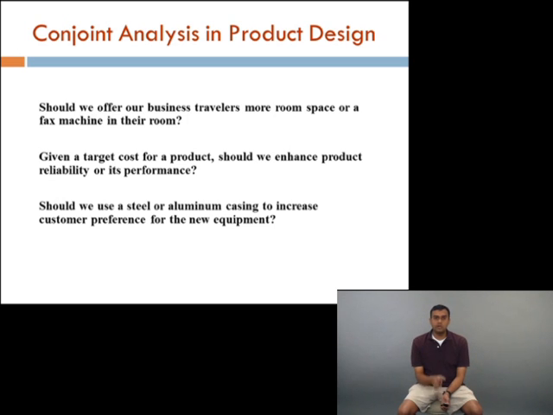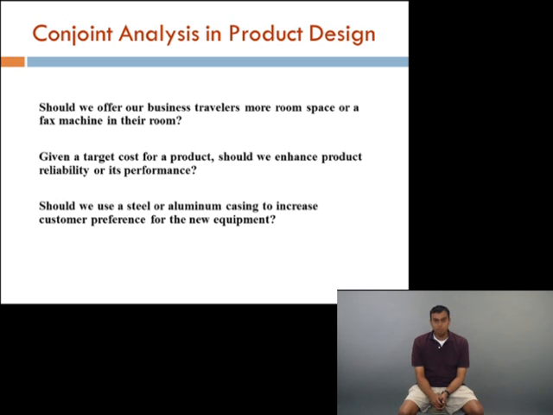Here's another one that's more internal to the company, more engineering driven. Given a target cost for a product, should we enhance product reliability or its performance? Let's take an iPod, for example, and this was used by the MacBook Pro when they were designing. Should we go for a steel casing or should we go for an aluminum casing in order to increase people's preference? And how much more weightage would people give if we went for aluminum casing?